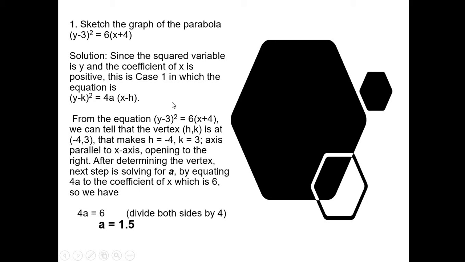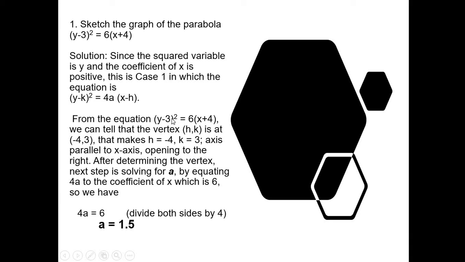For the vertex (h, k), the h is the partner of x, and the k is the partner of y, and you just change the sign. For example, x plus 4 here, therefore h is negative 4. y minus 3 here, therefore k is equal to 3. Right? Just change the sign. That's the vertex: negative 4, 3. That means h equals negative 4, k is equal to 3.